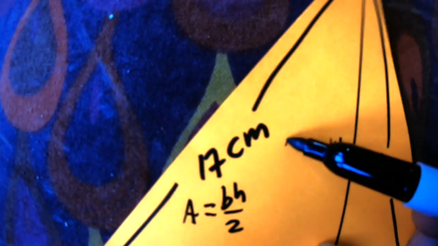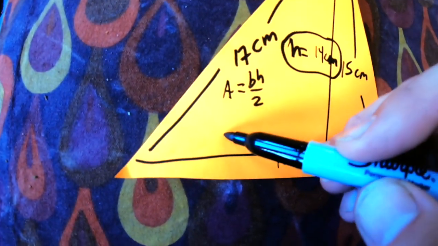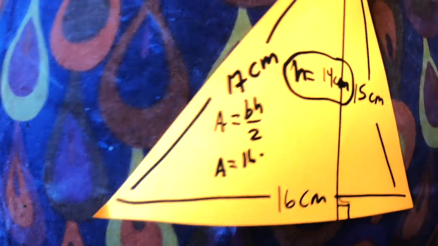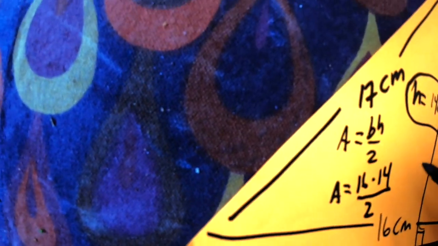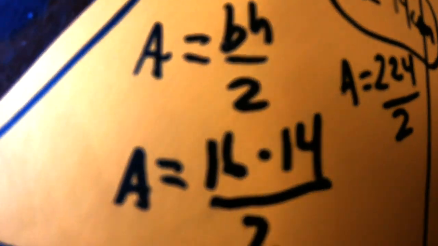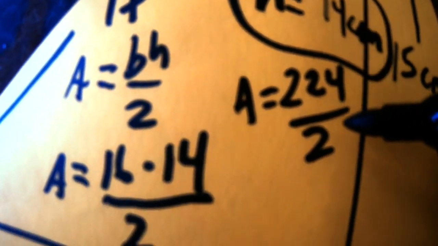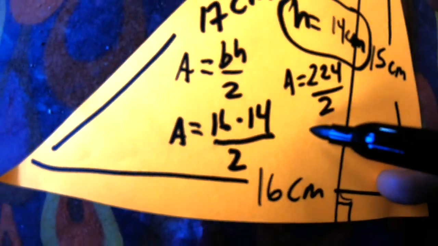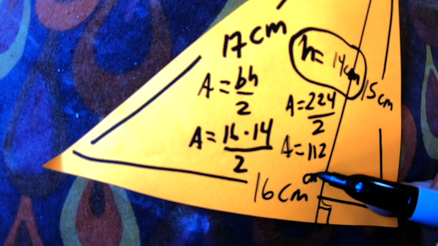So that's the height. Right there. That's what we want to use. 14 centimeters. So back in our formula here, we have area equals base is 16. The height is 14. We still need to divide that by 2. So 16 times 14 is 224, and I still have to divide it by 2, and that equals 112 squared centimeters.